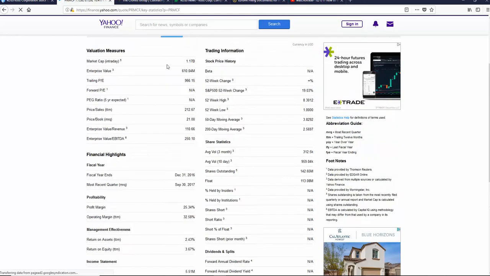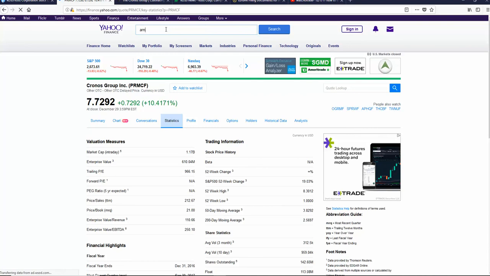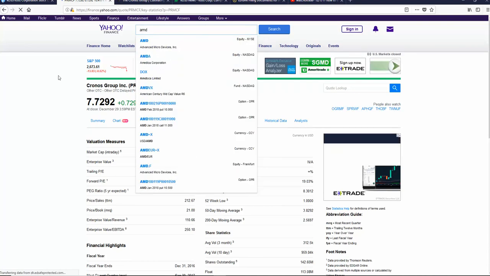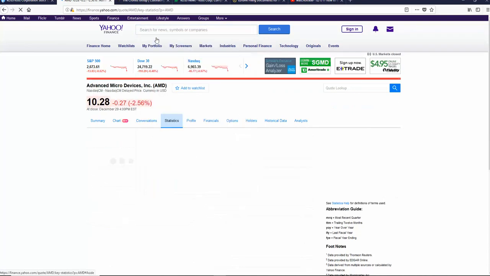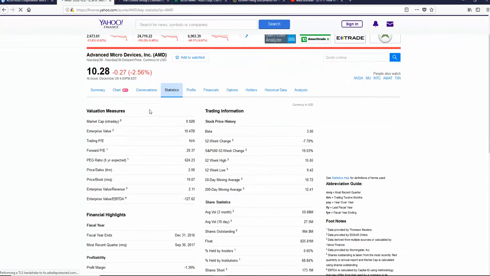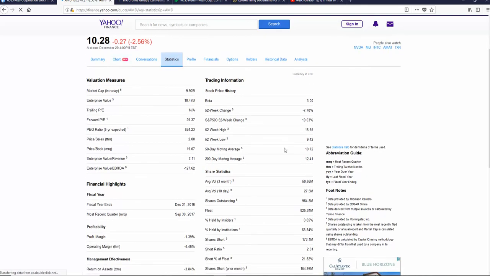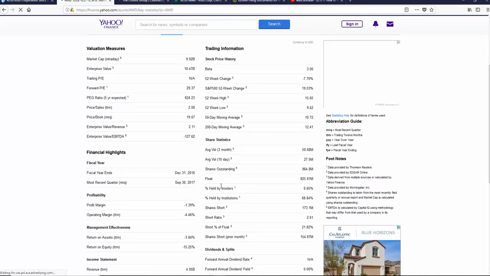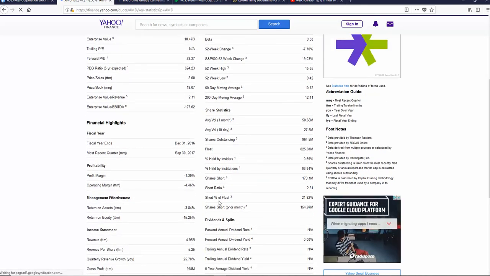So let me use another stock, something like AMD, because you don't see anything here because this is an over-the-counter stock. It's an OTC stock. But here's AMD. This is a NASDAQ stock. So look, for example, 21% of the stock is shorted right now.